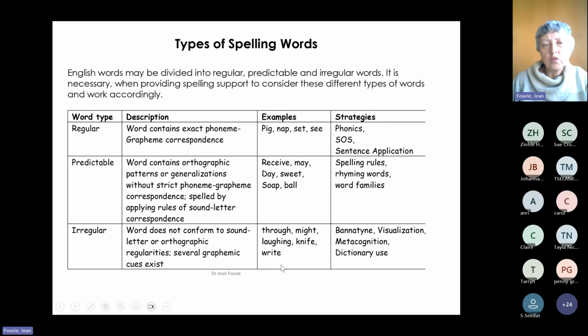But we can look at the word and start to get some clues from the word that help us to figure out the spelling. So if I say the word through or throughout or though, laughing, might, knife, right, there are lots of words where the sound of the word does not correspond directly with what is on the page. If we take the word knife, it starts with a K on the page, and the K is silent.